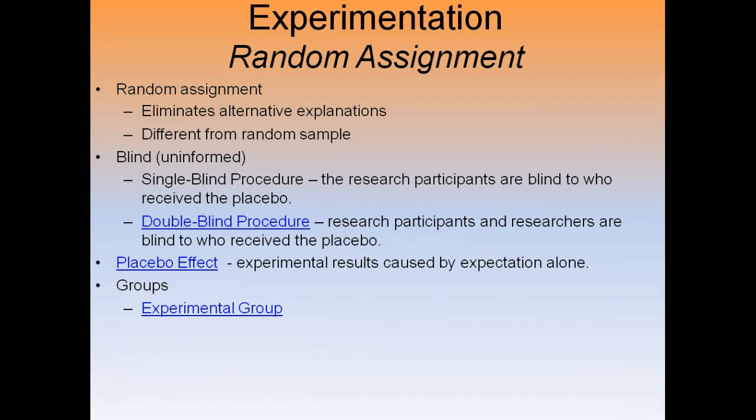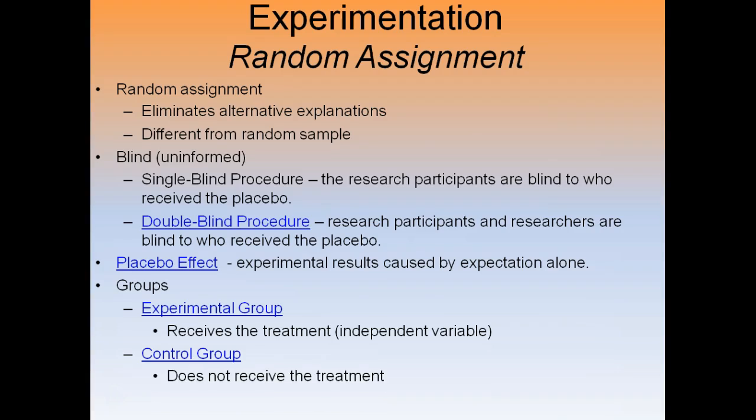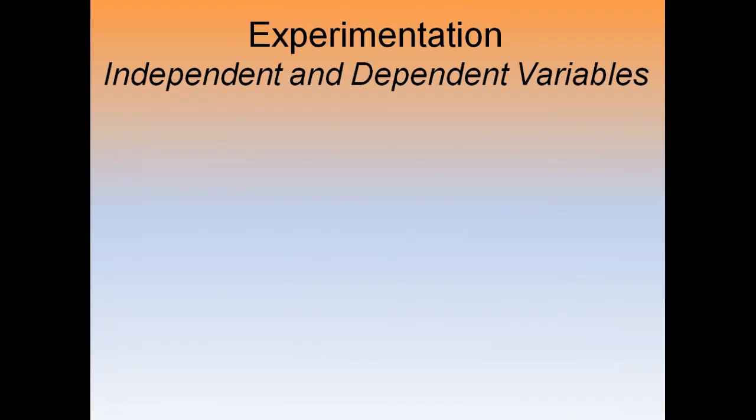Grouping. We've already talked about this a little bit. There's two types of groups. There's experimental group, and this is a group that you're testing. And they're the ones that receive the treatment or the independent variable. And then you have the control group, and that is the one that will not receive the treatment and will, in fact, receive the placebo.